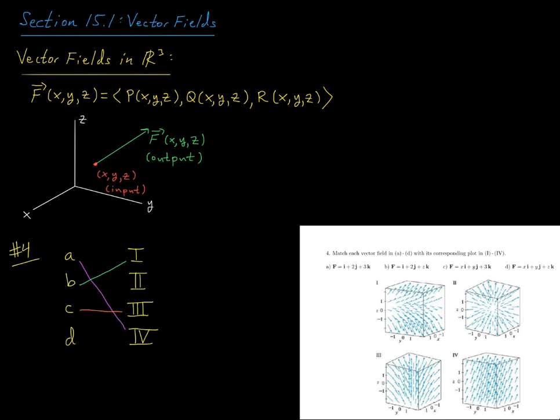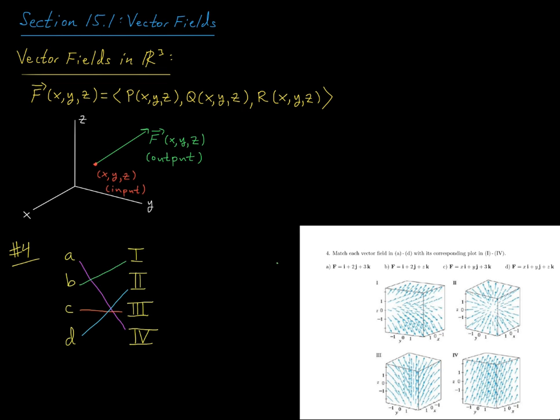And then lastly, for D, the field is F is xi plus yj plus zk. Notice that this is the position vector of the point x, y, z. So if I'm at, say, this location whose coordinates are x, y, z, just think about drawing the position vector from the origin to that location, and then just translate that vector so its tail is at that location, right? We can see that all of these vectors point radially outward from the origin. So this is the three-dimensional analog of the radial field that we introduced in problem 1 in R2. Okay, so D and 2 are paired.